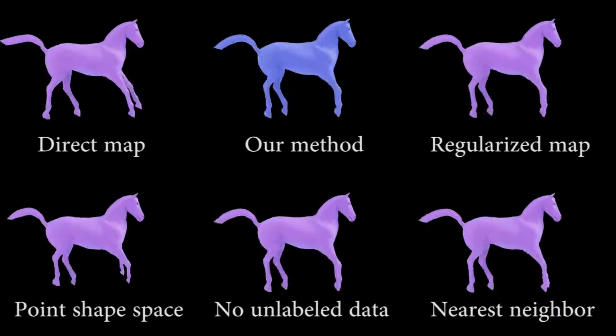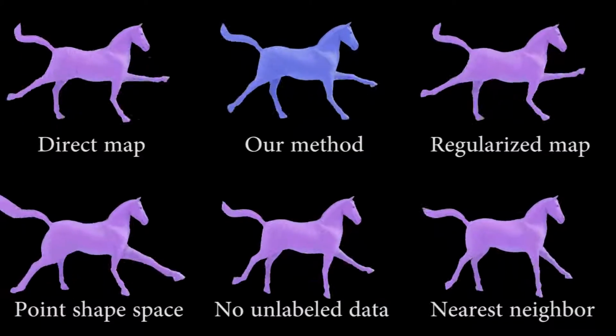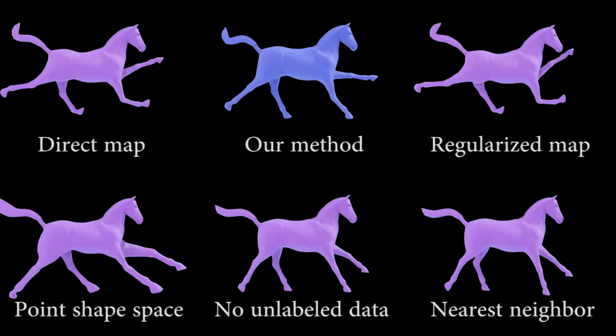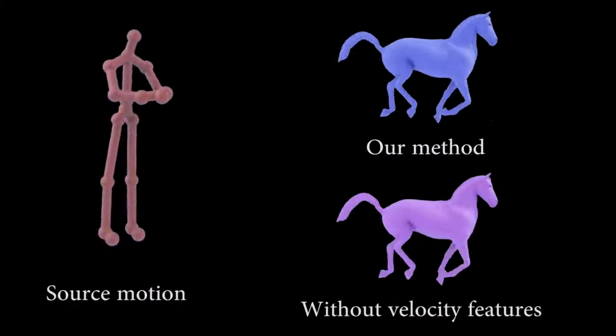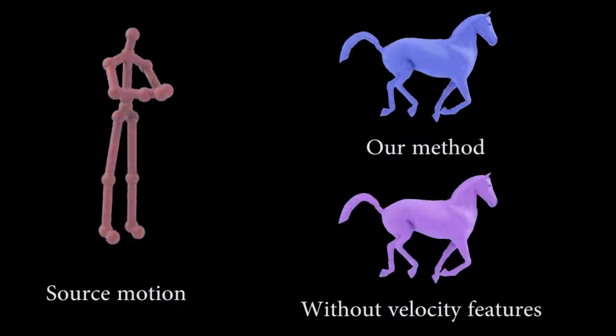Nearest neighbor approaches, and not exploiting unlabeled data, do not produce smooth motion. Direct and regularized maps, as well as point-shape spaces, produce shape distortions in the output. The jockey sequence shows the importance of using velocity features to maintain smooth motion through pose ambiguities.